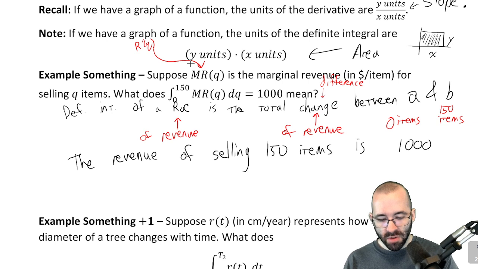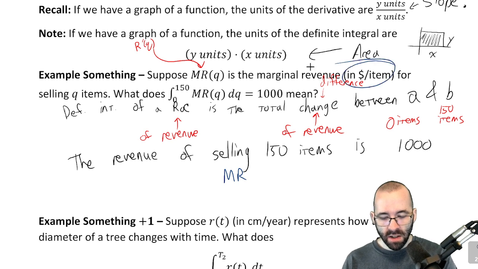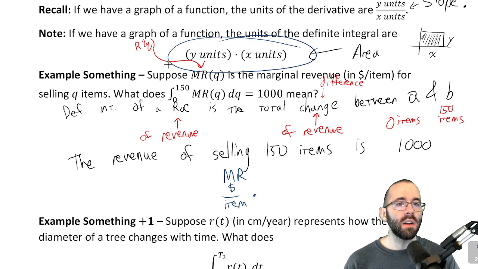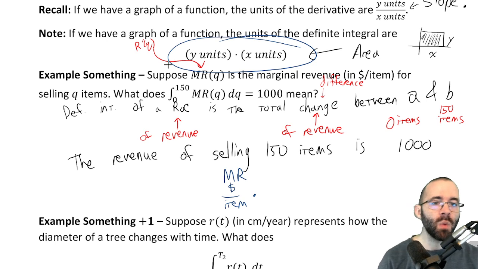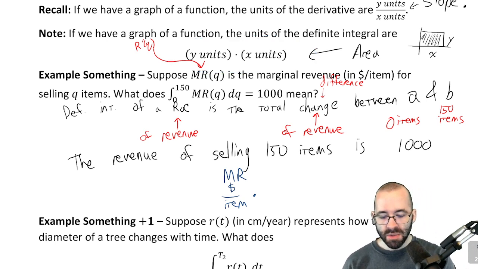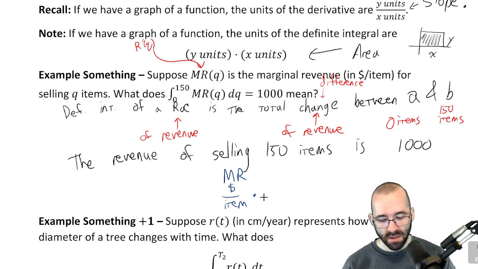What are the units of marginal revenue? Marginal revenue is given in dollars per item. Dollars divided by item. The units of a definite integral are the Y units, which is marginal revenue, dollars per item, times the X units. What are the X units? Q is in items.